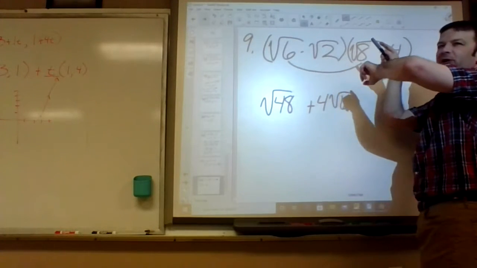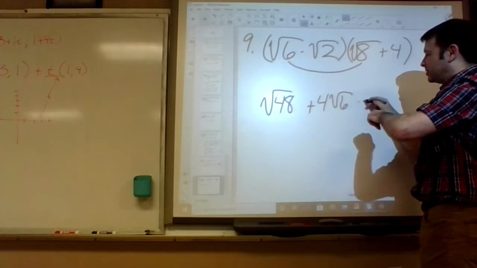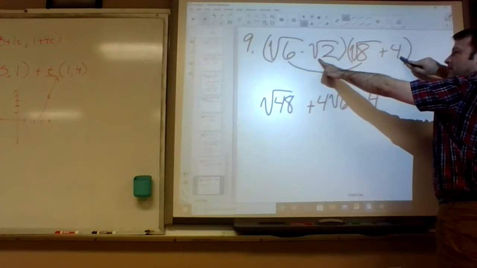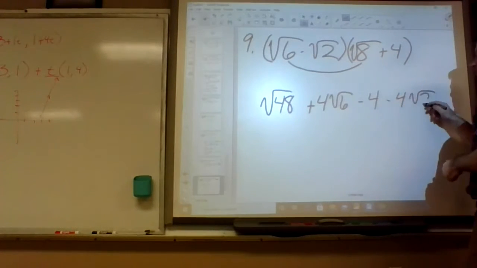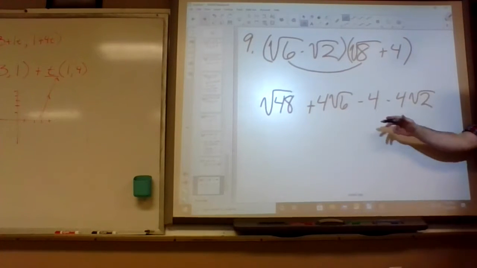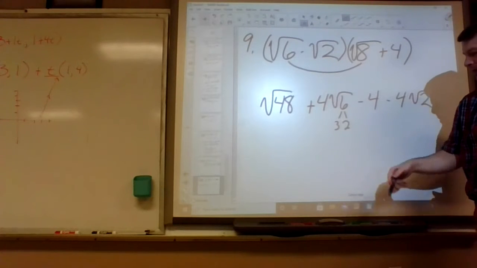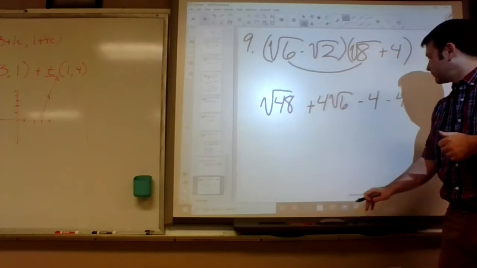Minus square root of 16. What is square root of 16 now? 4. So I'm just going to go ahead and change that to a 4. And then what would that be? Minus 4 square root of 2. Alright, does 6 simplify? Square root of 6? No. Remember, we're looking for doubles, but 48 definitely will.